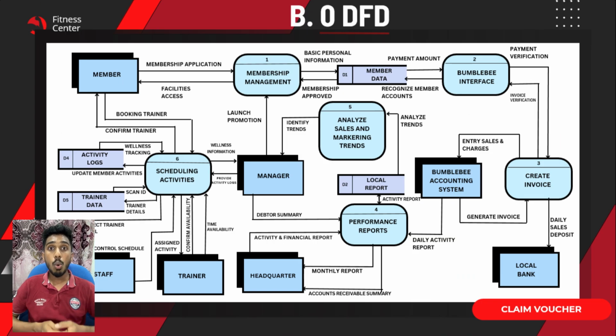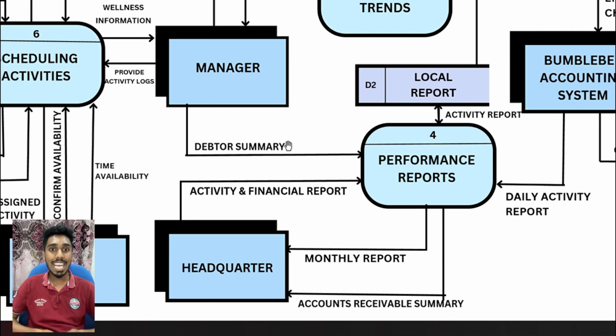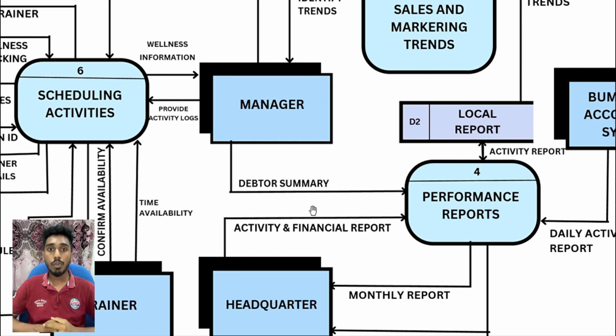Besides that, the manager also provides a data summary to the headquarters by using the performance report process. The breakdown of the performance of revenue and costs of the activity will be sent to the headquarters, as the headquarters prepare 3 more reports, which are the member sales report, late payer, and quarterly income statement, all categorized as monthly reports. In return, the headquarters provide the activity and financial report, and all the reports in this phase will be stored in the local report store.